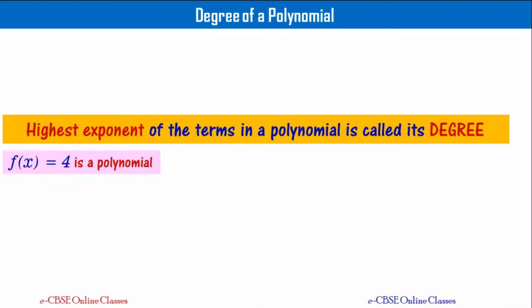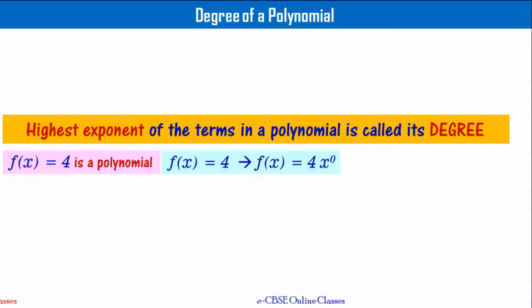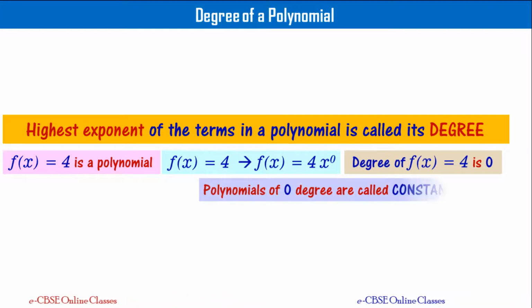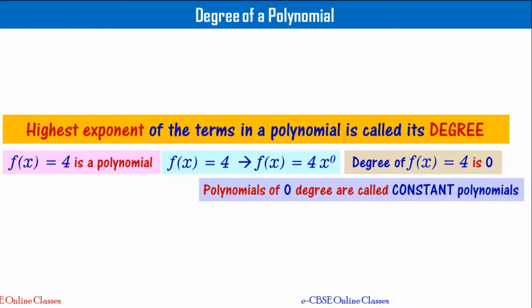f of x equal to 4 is also a polynomial because it can be written as f of x equal to 4 times x to the power of 0. The coefficient is 4 and the exponent is 0, and x to the power of 0 is equal to 1, right? The degree of f of x equal to 4 is 0. Please take a note of that. We say that polynomials of 0 degree are called constant polynomials.